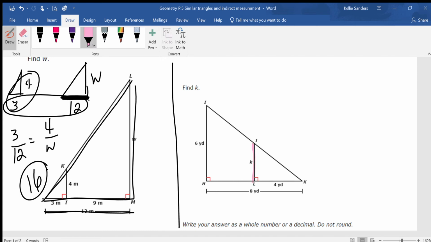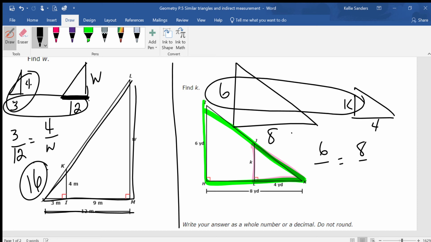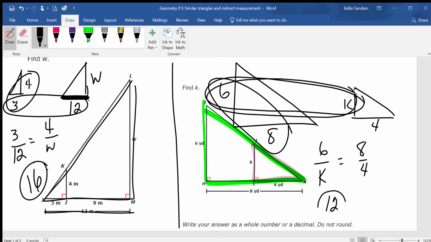Same thing. This triangle is inside this triangle, so I suggest that you make a little triangle and a big triangle. This is 4, and this is K. This is 8, and this is 6. So 6 and 8 come from the same triangle. Same triangle, same spot. So K is going to go under 6. 4 is going to go under 8. 4 under 8 is 2. So K is going to be 12. No, it's not. It's going to be 3, because 6 over 3 is 2.